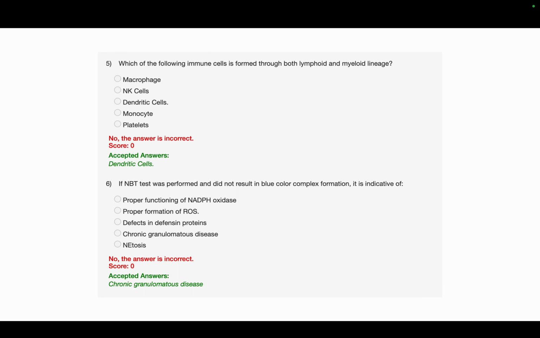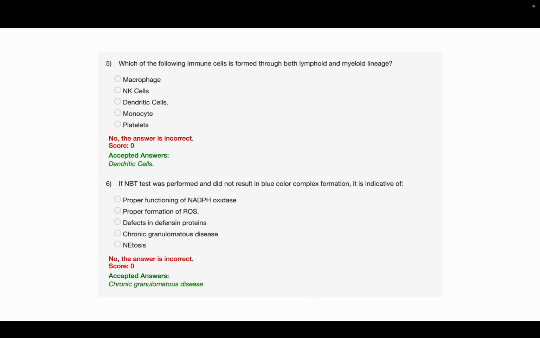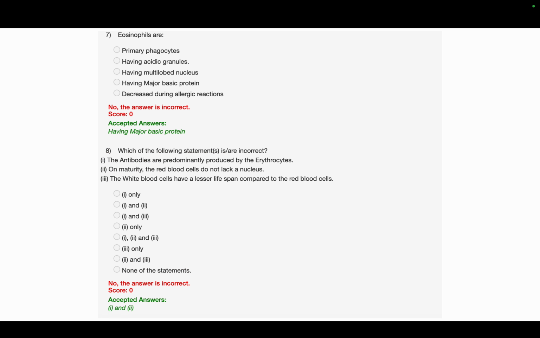If the NBT test was performed and did not result in blue color complex formation, it is indicative of chronic granulomatous disease. Eosinophils are phagocytes having acidic granules, a multilobed nucleus, and major basic proteins, and they are decreased during allergic reactions.